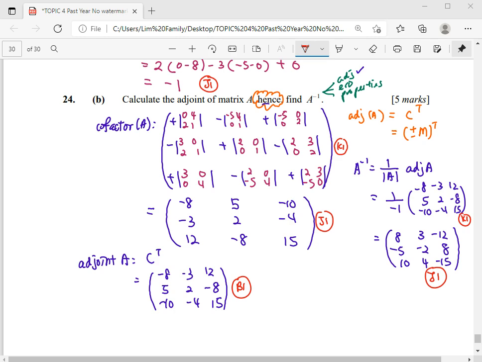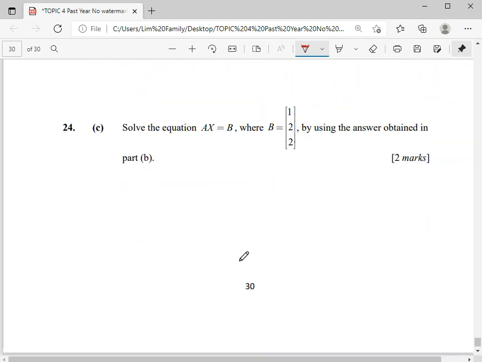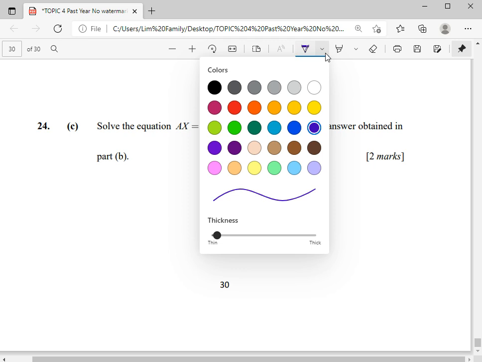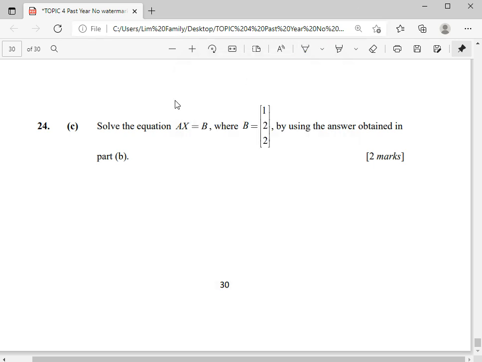Okay, so we continue question C here. So you see what they ask us to do here. They said please solve for the equation where AX will equal to B, means our matrix A times our unknown matrix X will equal to this answer. So by using the answer obtained in part B just now, means the answer of A inverse, we have to find out what is our unknown matrix here.